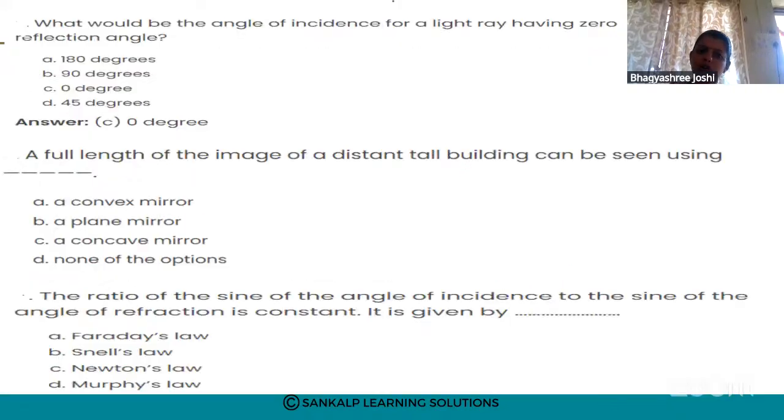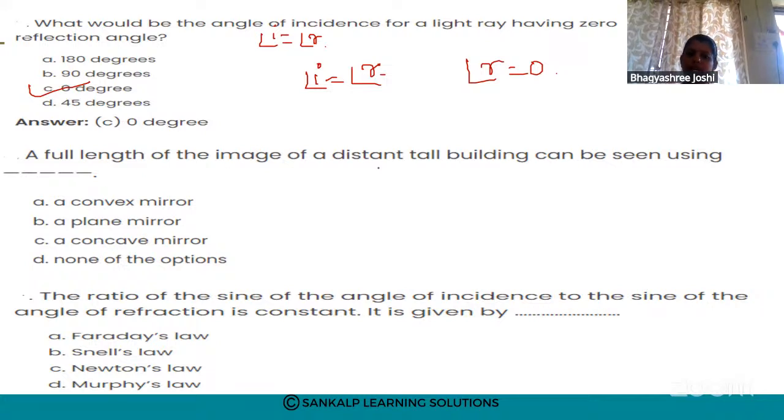Next, what would be the angle of incidence for a light ray having zero reflection angle? So angle I is equal to angle R. Having zero reflection angle means R is equal to 0. When R is equal to 0, then I is also equal to 0. Why? Because I is equal to R. Angle of incidence is equal to angle of reflection by law of reflection, right? So if R is equal to 0, then I is also equal to 0. Therefore, it is 0 degree.